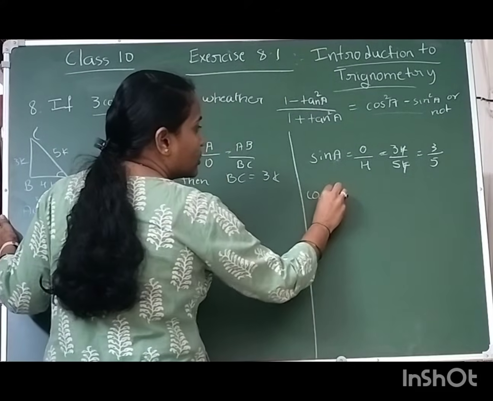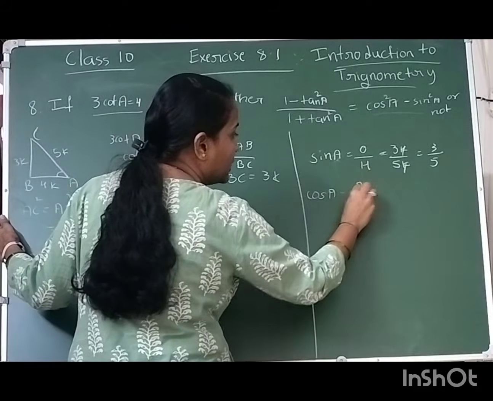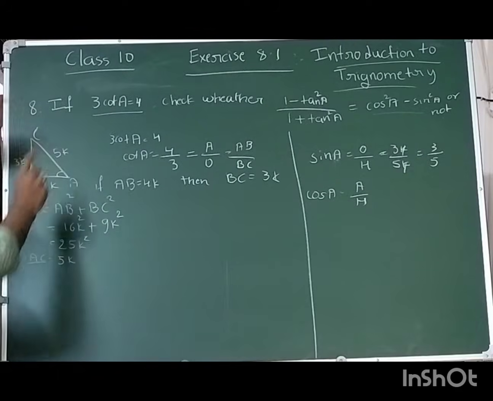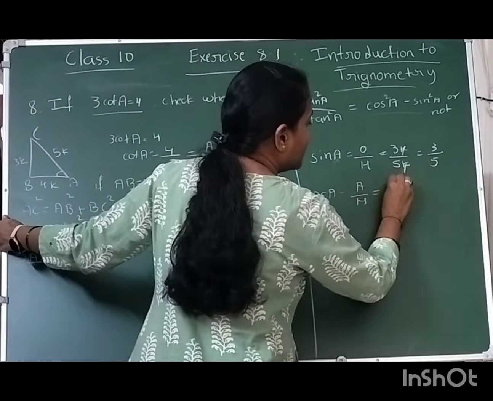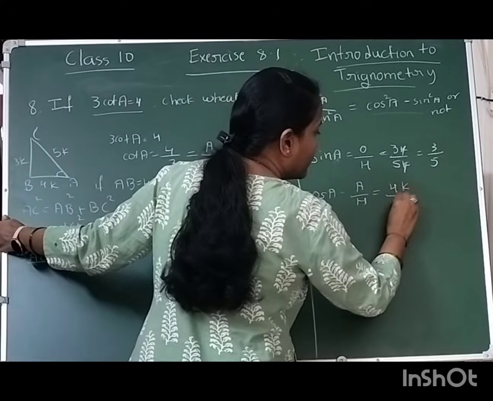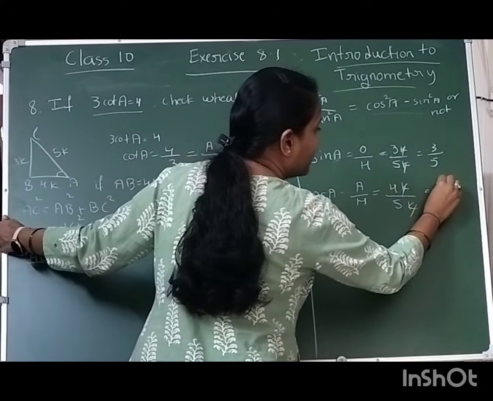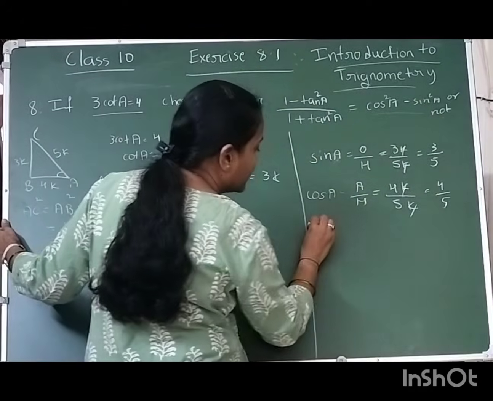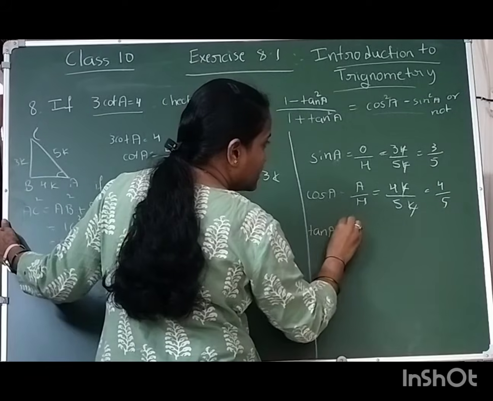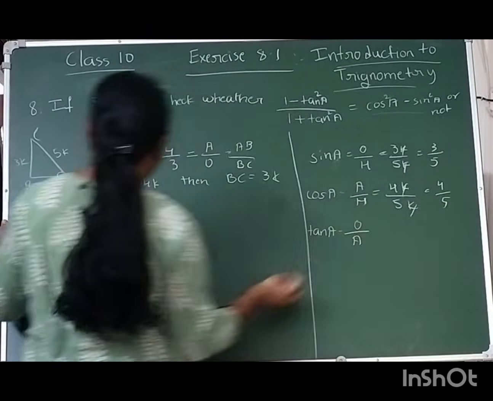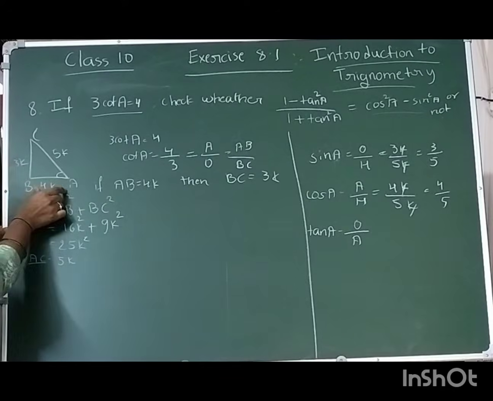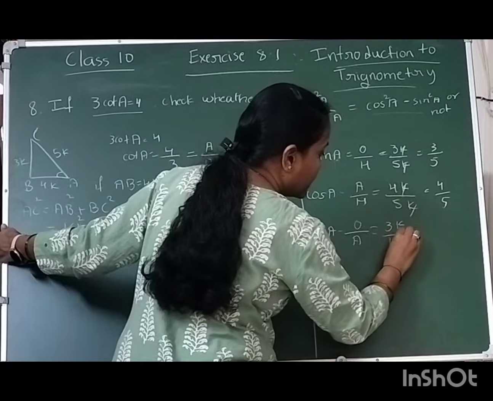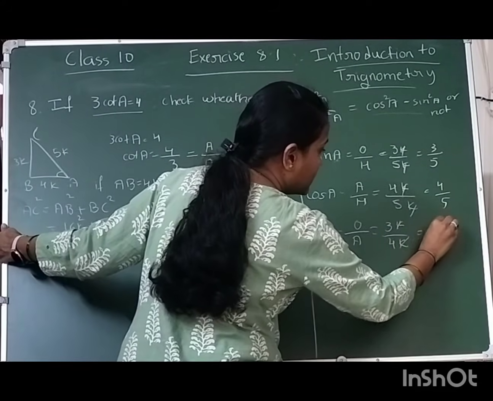Next is cos A. Cos A is adjacent by hypotenuse, that is AB by AC. So 4K divided by 5K. So finally we'll get 4 by 5. Similarly, we have to find out tan A. Tan A is opposite by adjacent. So opposite is 3K and adjacent is 4K. So 3K by 4K, we'll get 3 by 4.